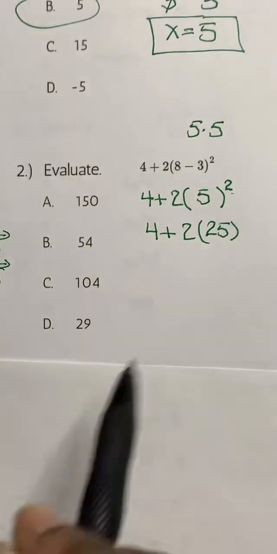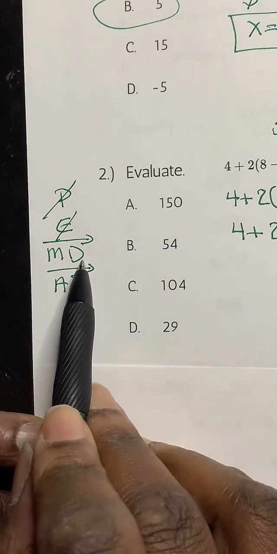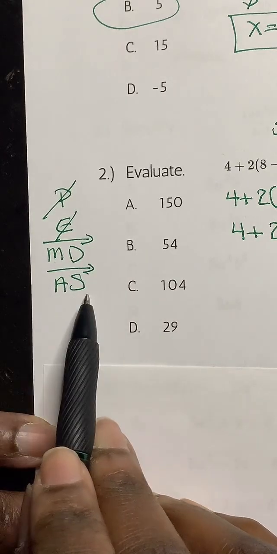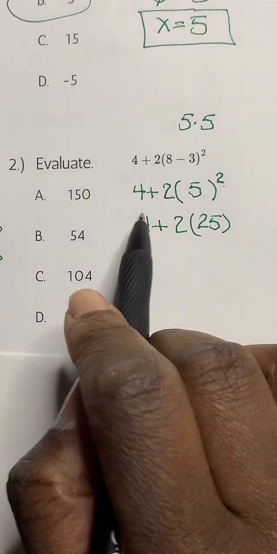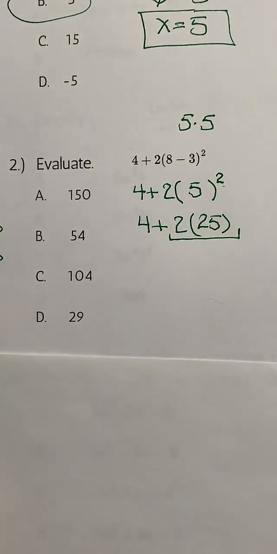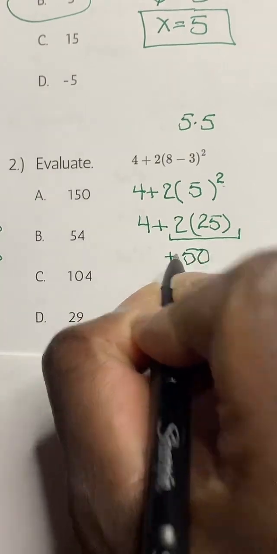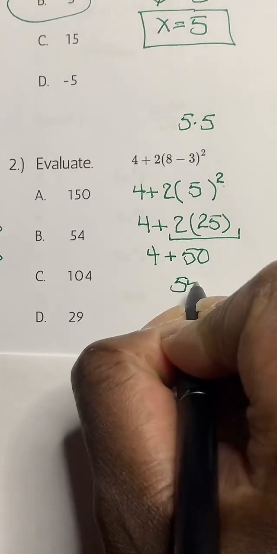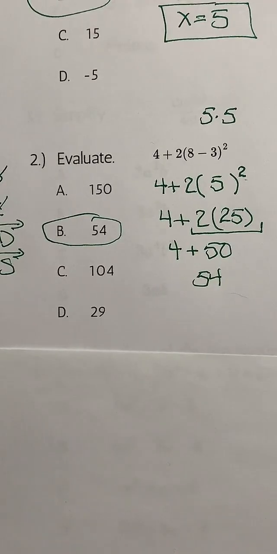So now, get rid of the E. E is done. So now we're looking at multiplying or dividing from left to right, whatever comes first, then adding and subtracting from left to right. So multiply, divide, let's take a look. From left to right, what we need to multiply are those two numbers. 2 times 25, that gives me 50. Now we bring down our 4. We can just go ahead and combine this, which gives us 54. So that is the answer of B.